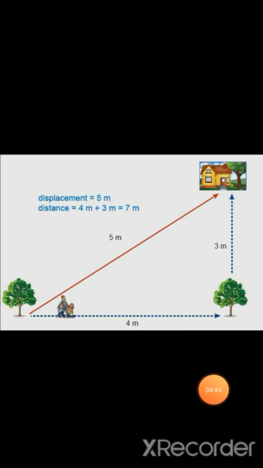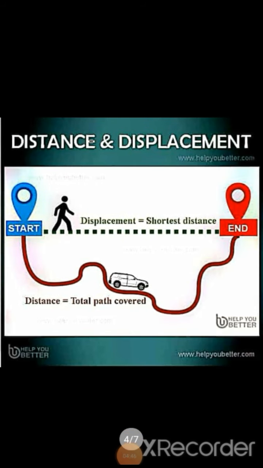Now, let us look at another example. To reach the destination or the place where we have to go, there may be a number of paths. The total path length covered from the start to the end is the distance, and the shortest path length, which is one and only one path, is known as displacement. Now I think everyone is clear with what is distance and displacement.